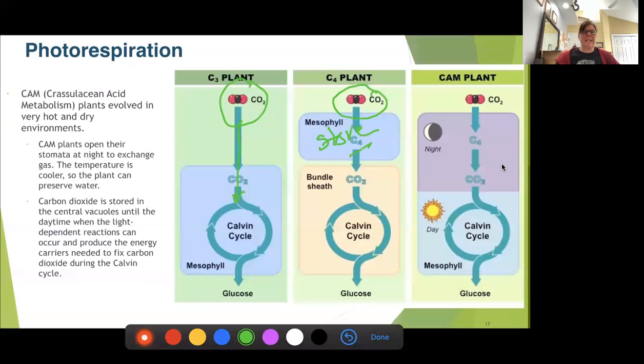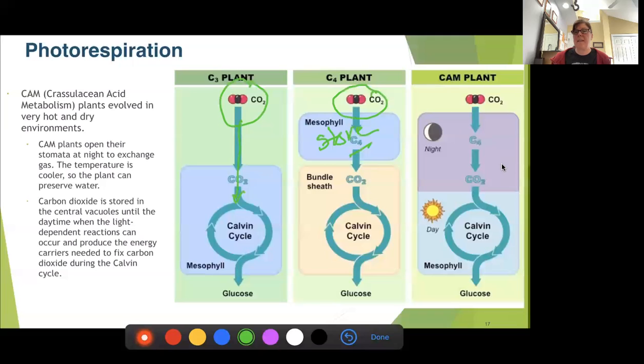Now, CAM plants are a little different. CAM plants also have that compartmentalization, but they only open their stomata at night. So these are plants that live in very, very hot and dry temperatures, like deserts. We call this the crassulacean acid metabolism, I can't even pronounce it. So we always call it CAM. It's just CAM plants. So they're in very hot and dry environments. So this would be our cacti. And so they only open their stomata at night.